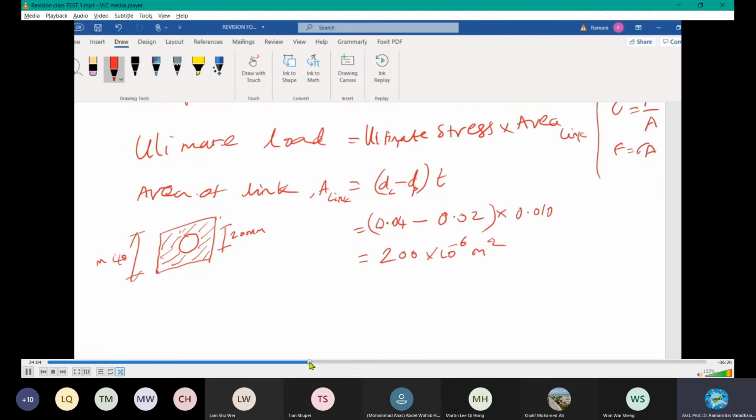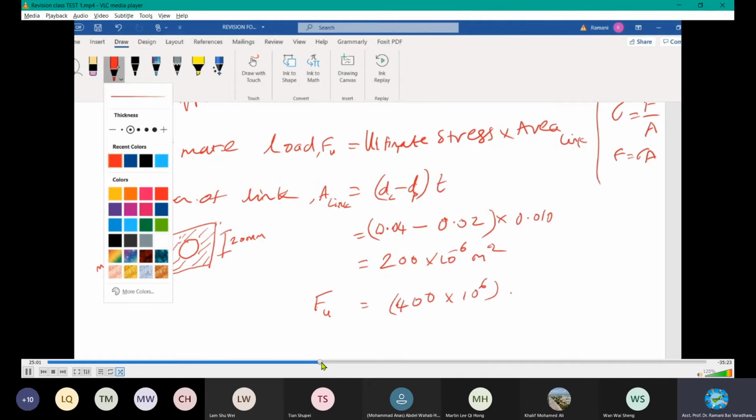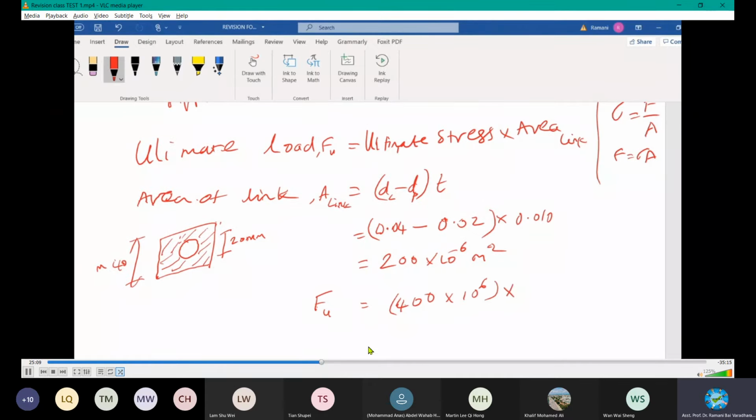You don't have this value, right? You need to find this. Okay. Ultimate stress is equal to, or I keep it as 1. Substitute in 1. Just continue with this. Okay, our ultimate times the area. How much is the area we found out? 200 into 10 power minus 6.